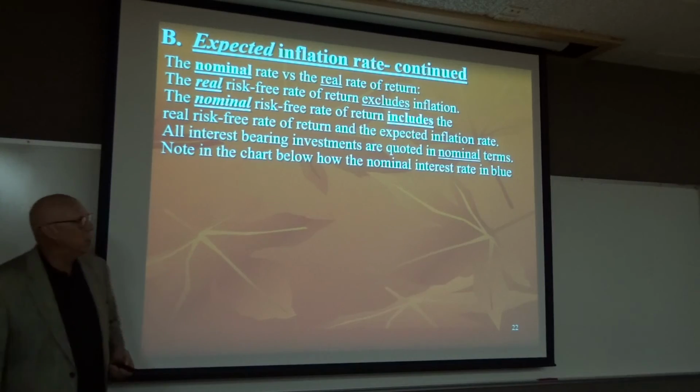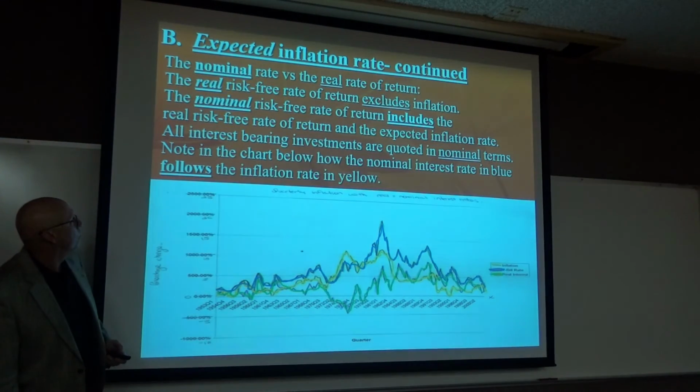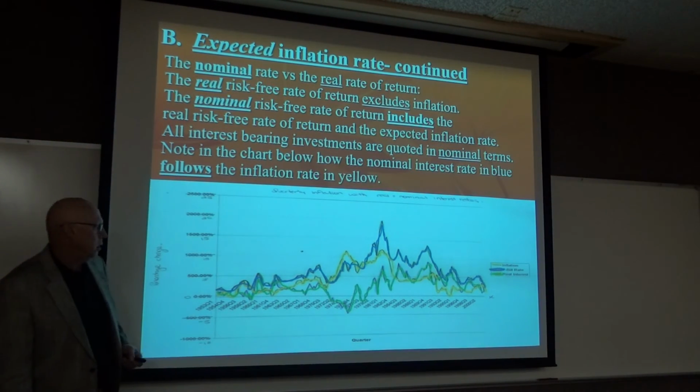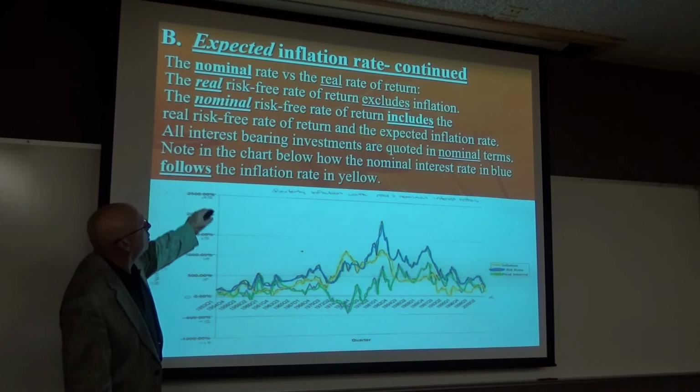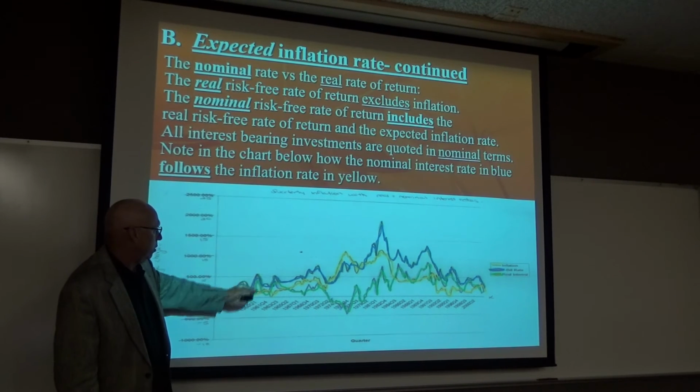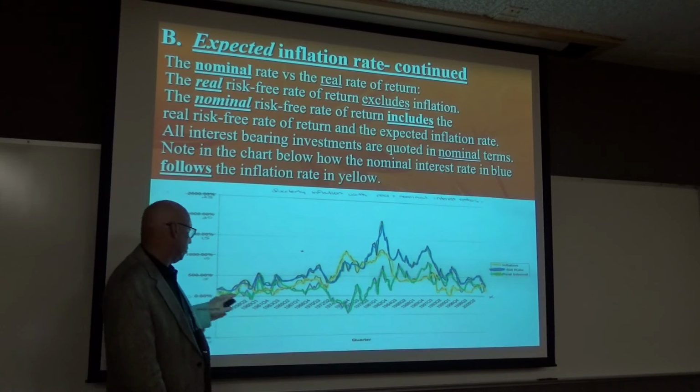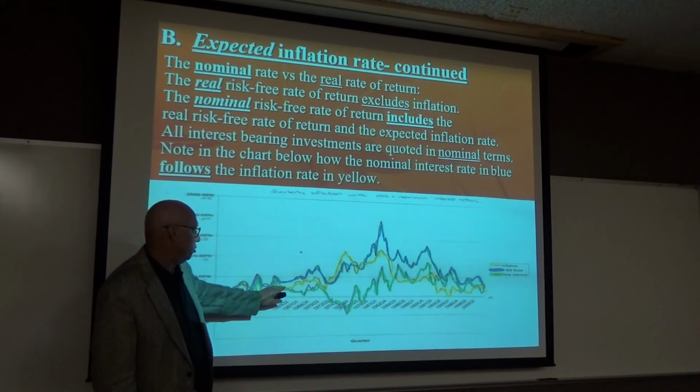So in the chart below, look how the nominal rates follow the inflation rate. The nominal rate is in blue, and the inflation rate is in yellow. Generally speaking, the nominal rate is above the inflation rate.